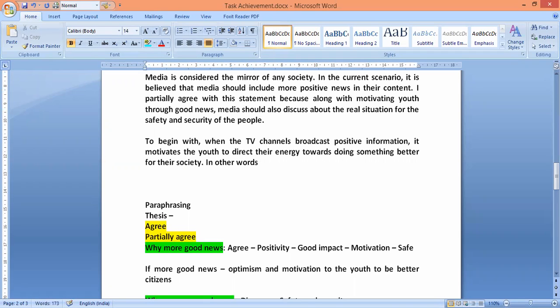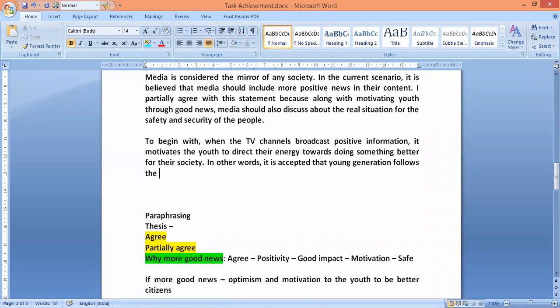In other words, it is accepted that the young generation follows the media very closely, and tries to imitate it. So there is the mistake.